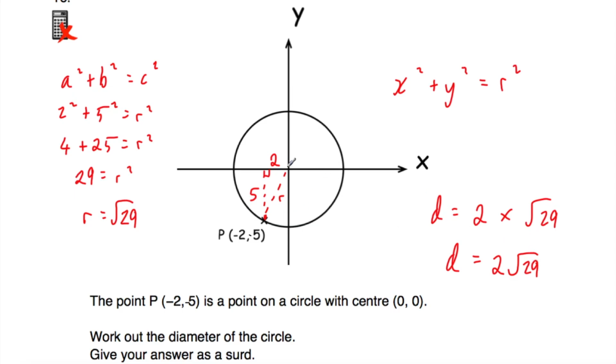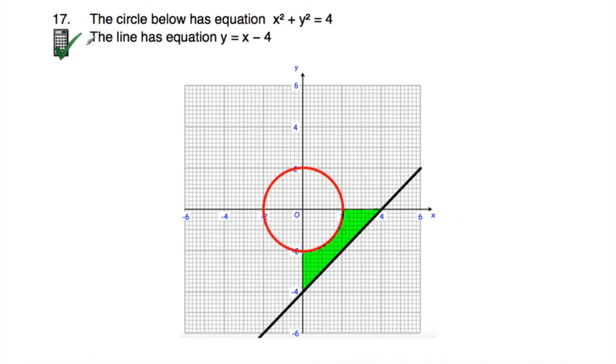And that's it. So we found the length of the radius by using Pythagoras' theorem, and then we just doubled it. Okay, let's have a look at our next question.